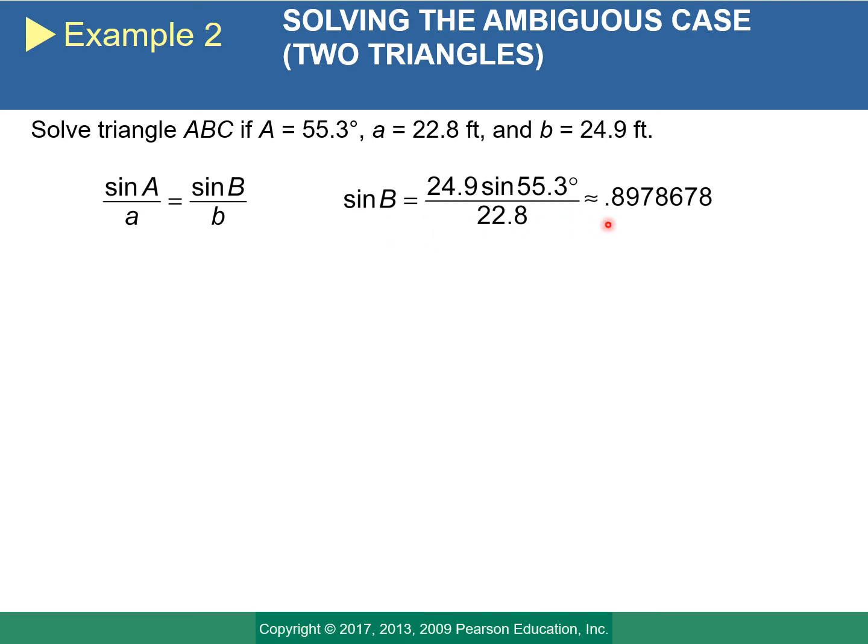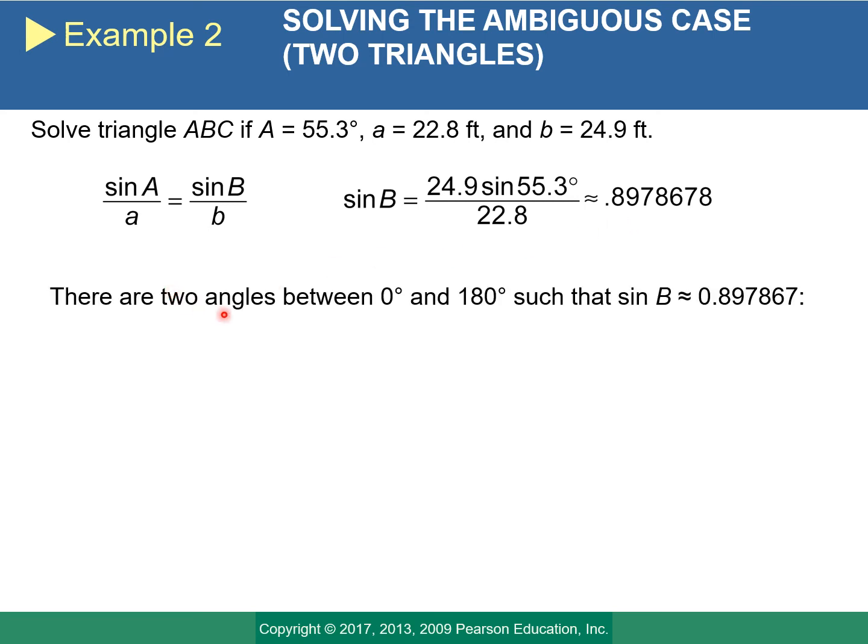So sine B is about 0.9 if you round this. And that's okay, that exists. Sine can be between 0 and 1 for our triangle angle values. Now there are two angles between 0 and 180 degrees that have this sine value. We talked about this with our unit circle. So because this sine value is between 0 and 1, then we're good to move forward. The very last example we just finished, because the sine value was more than 1, we just stopped. We said, no, there's no triangle that will work here. So this one does exist, so we have to address the possibilities.